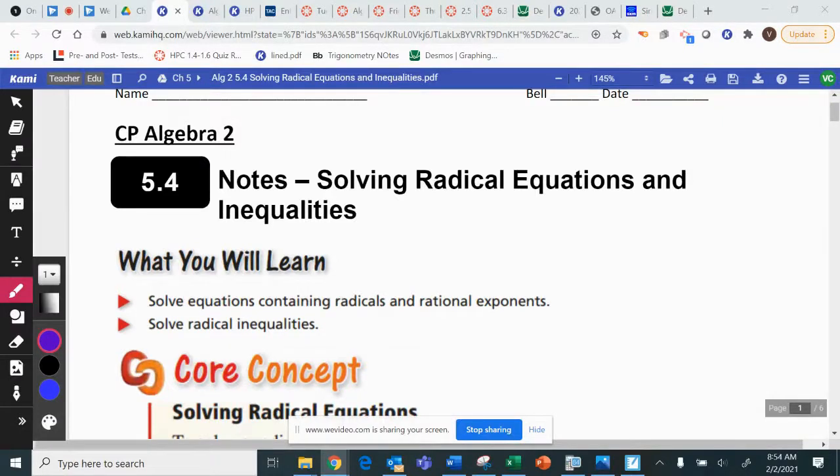Okay, section 5.4. We will not get through all of 5.4, we'll get through part of 5.4. We're going to solve equations that have radicals in them.